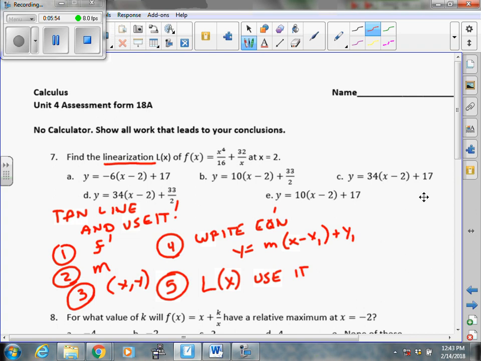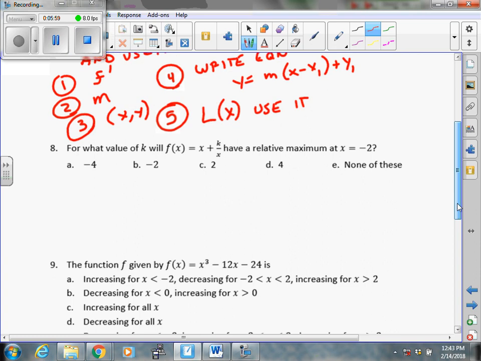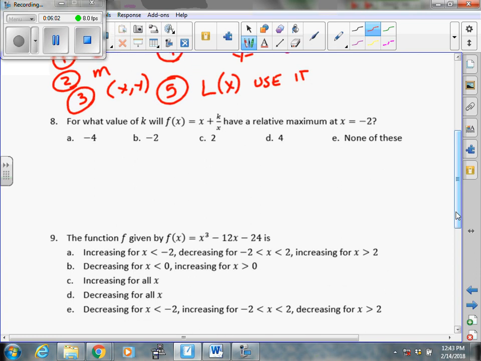Okay, here we didn't have to do that last step because they're not asking for you to actually use it. They're just asking you to find the linearization. That means just find the line.